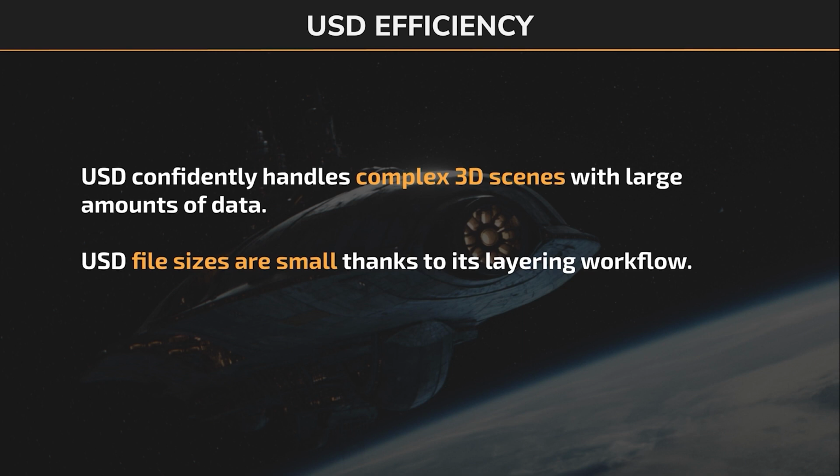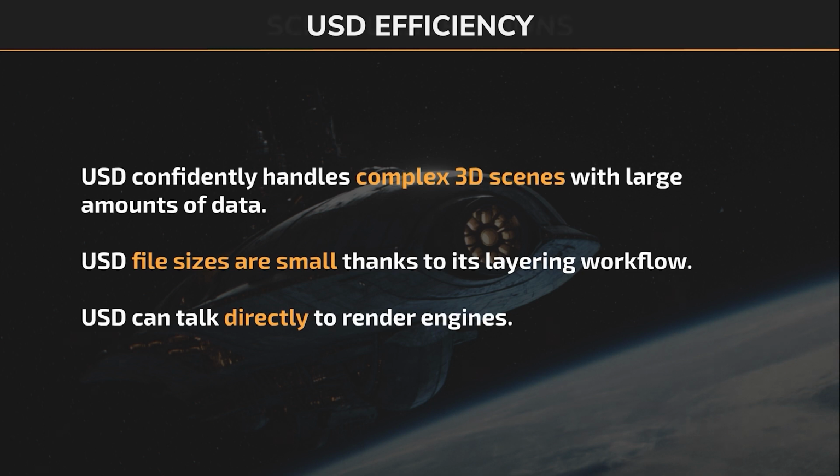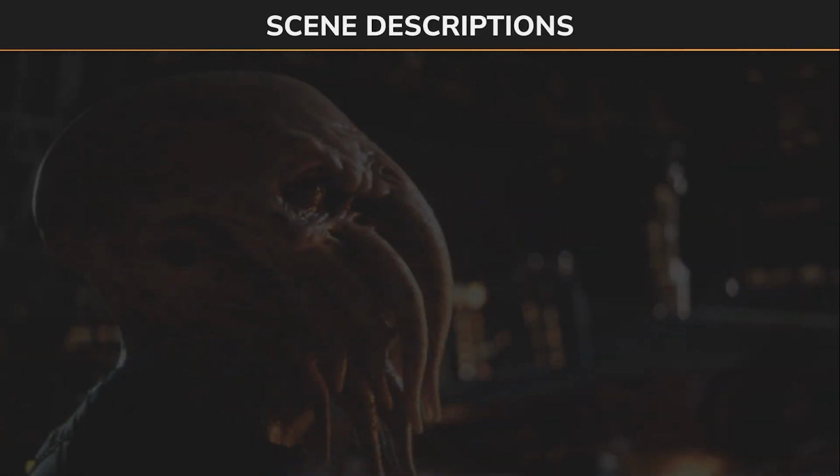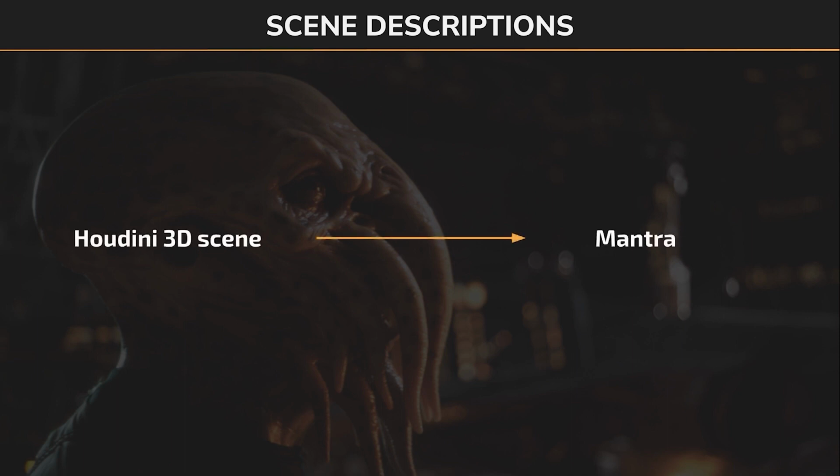Another advantage is that USD can talk directly to render engines, and this is a big efficiency gain for big sequences. So, USD is more than just storing 3D data, it can communicate directly to render engines. Traditionally, when you're rendering, visual effects software needs to translate a 3D scene to your renderer of choice. Let's take Mantra for an example. When we create a 3D scene in Houdini and need to render it, we can't directly render from our 3D scene. The data in our 3D scene needs to be converted into a format that our renderer understands.